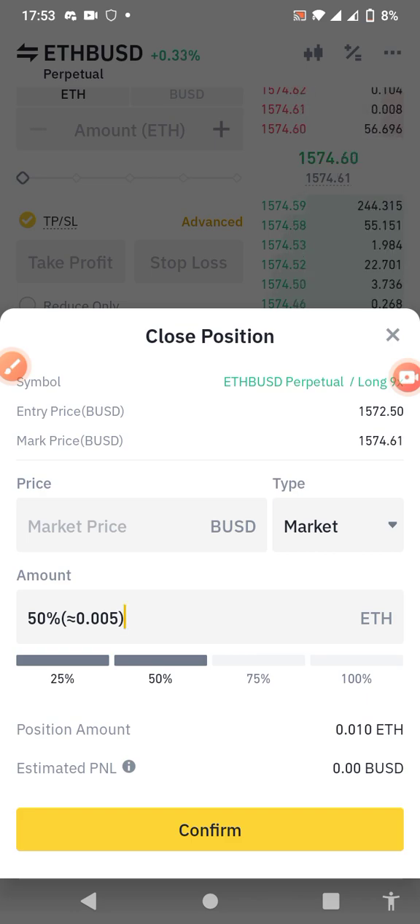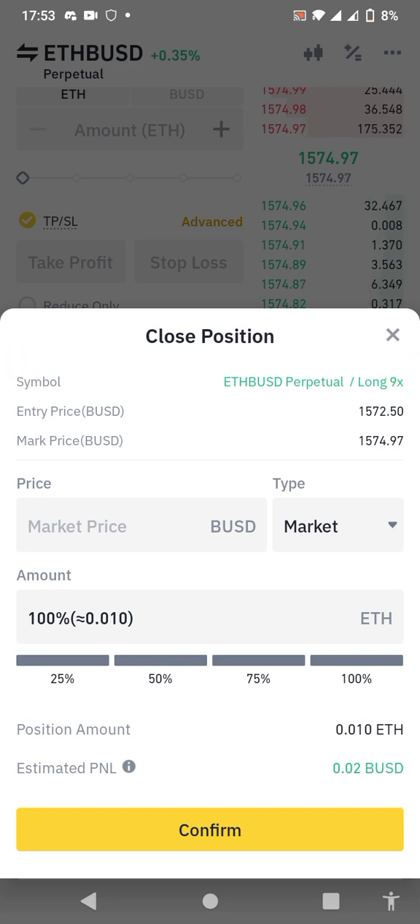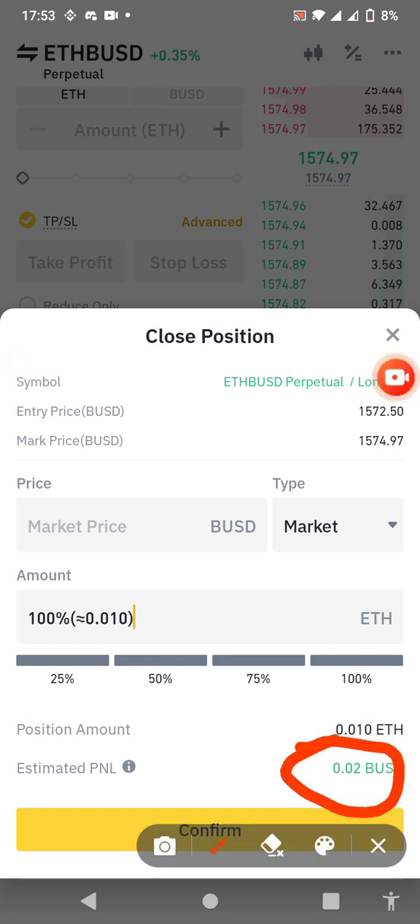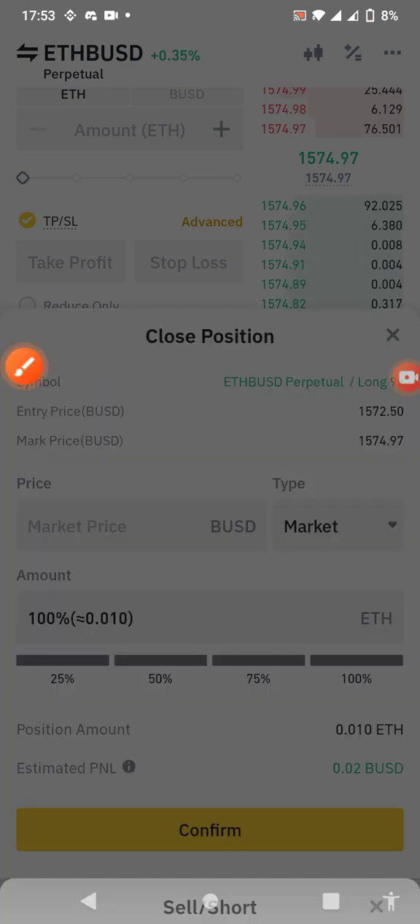So there are times I will tell you to take a close profit option, take 50% of the trade. Just come here and click on confirm. And if it is 100%, you can see now my profit is 0.02 BUSD. So it will be increasing and decreasing. In this case, I'll just click on confirm.